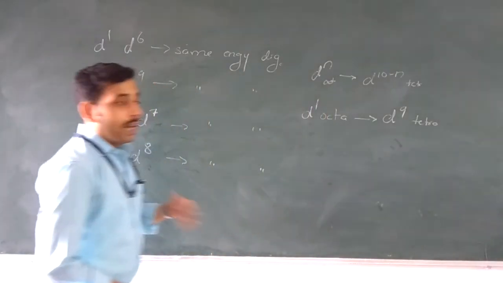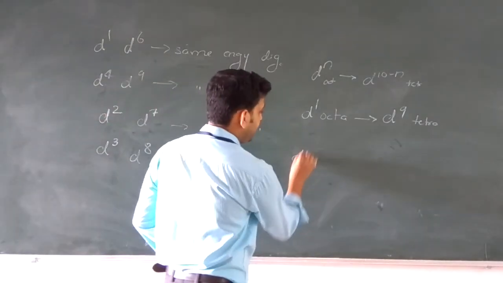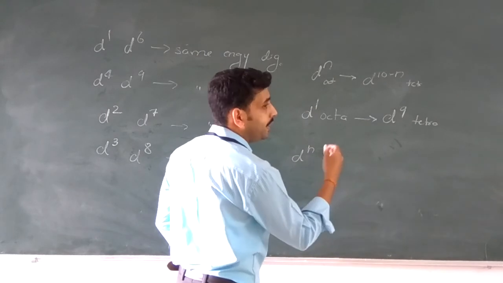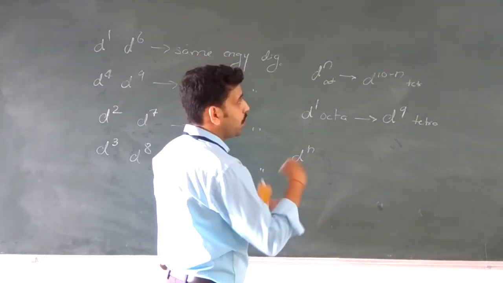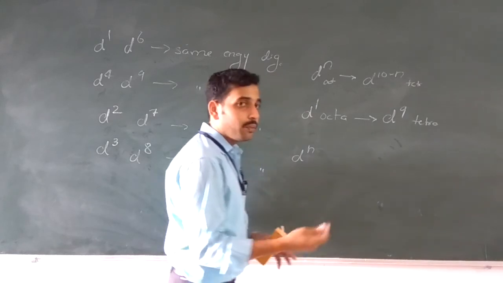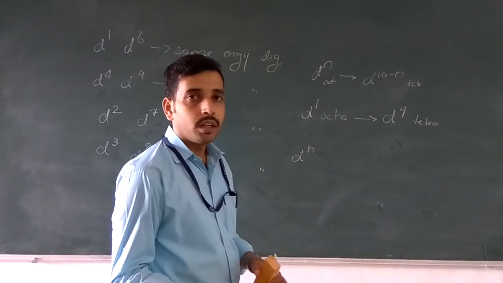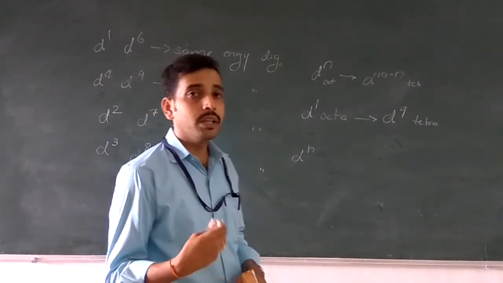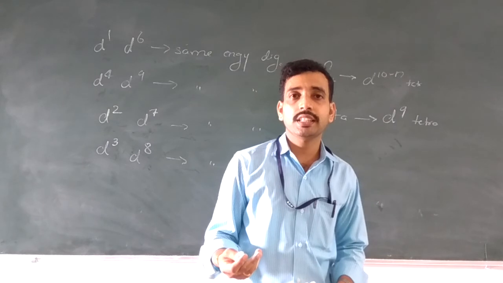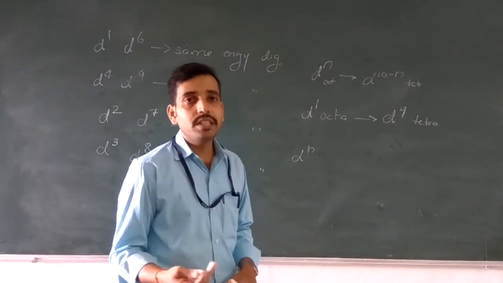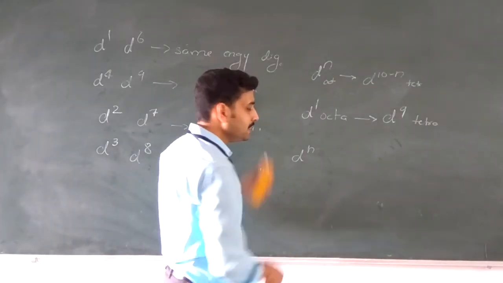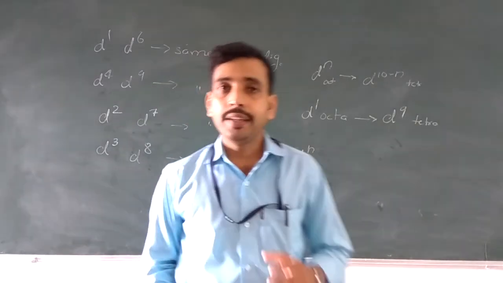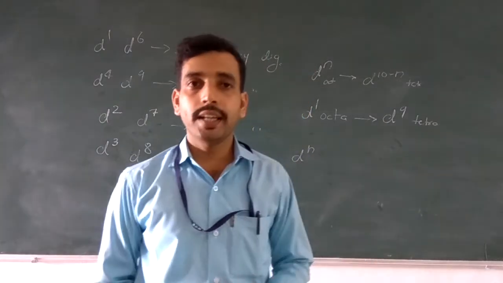And the last formula is Dn is the reverse of D10 minus n. Means D1 octahedral geometry is the reverse energy diagram of D9. Clear? D2 is the reverse energy diagram of D8. D3 is the reverse energy diagram, or inverse crystal field splitting, of the D7 system, like that. So based on these formulas, we can explain the Orgel diagram.